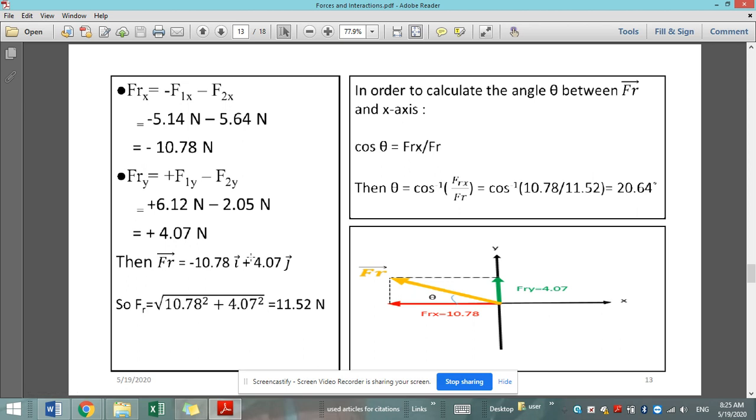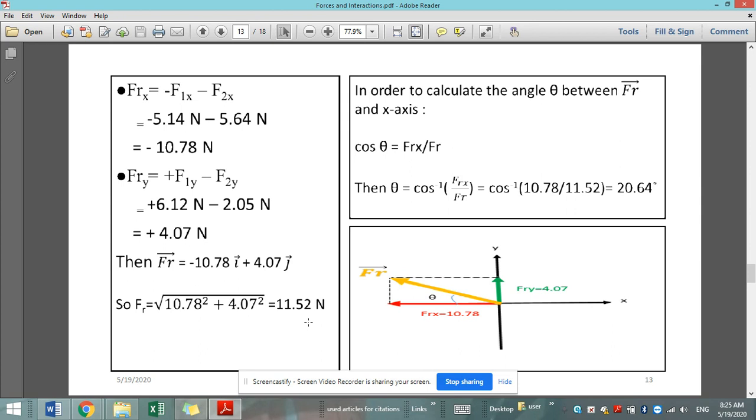What I was saying in the previous video is applying the formula which says that the vector Fr is equal to its Fx x component i vector plus Fy j vector. So we just do the substitutions, and in order to find the magnitude, we have to apply the formula radical of Fx squared plus Fy squared, and we get the following result: 11.52 Newton. However, when you're asked to calculate the resultant force, it's not enough to find its magnitude.